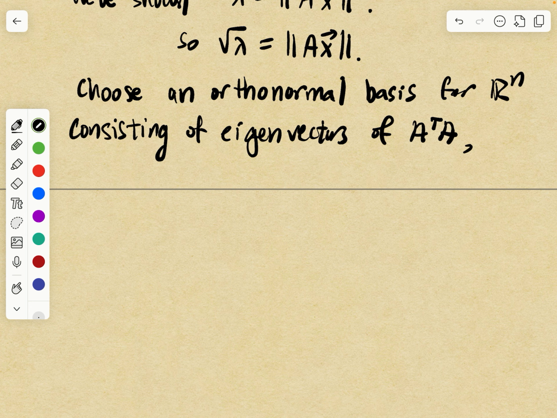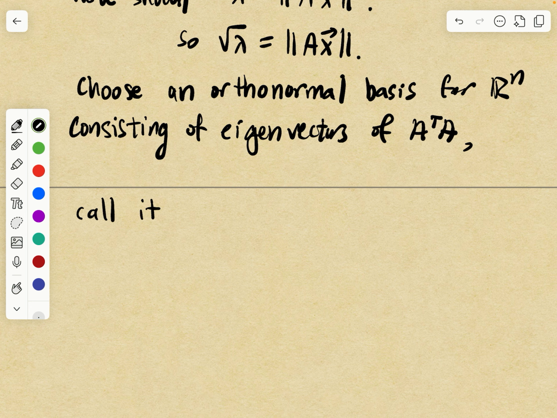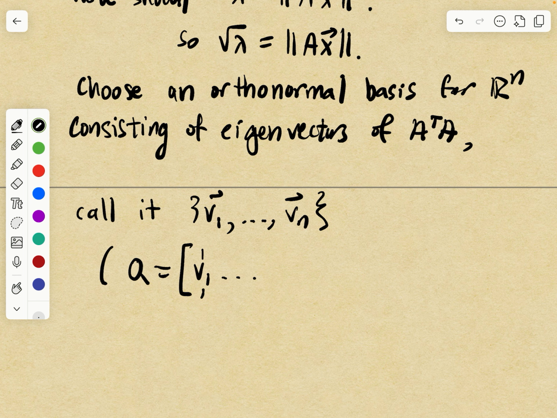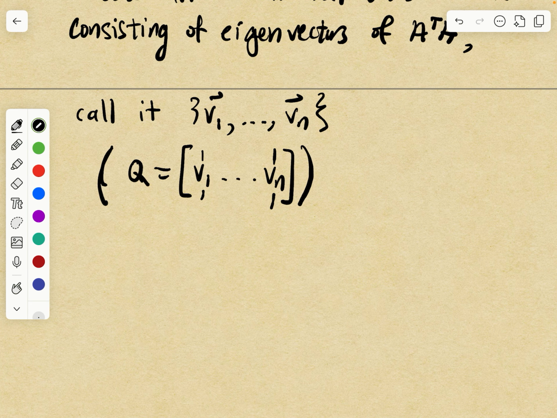Okay, so let's call this basis V1 through Vn. So remember, if you take Q in the A transpose A decomposition, you're taking V1 through Vn to just be the columns of Q. That's what we're doing. Okay, and then we call the eigenvalues lambda i, as usual. So let lambda 1 through lambda n be the eigenvalues.